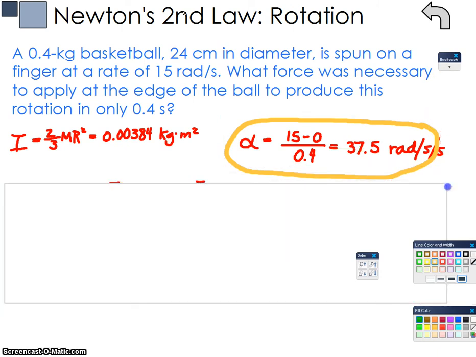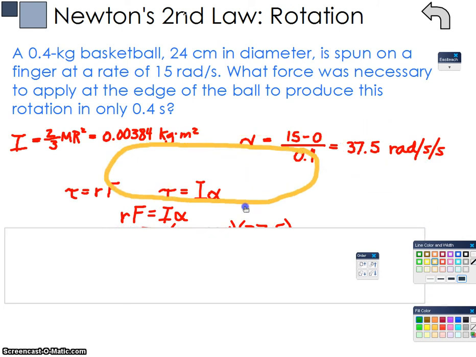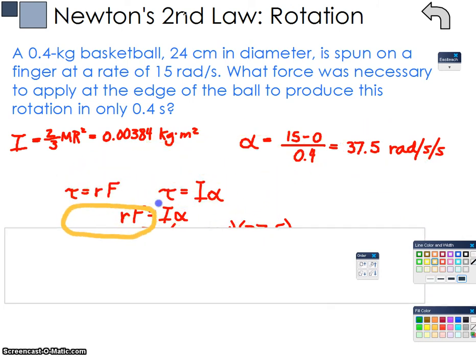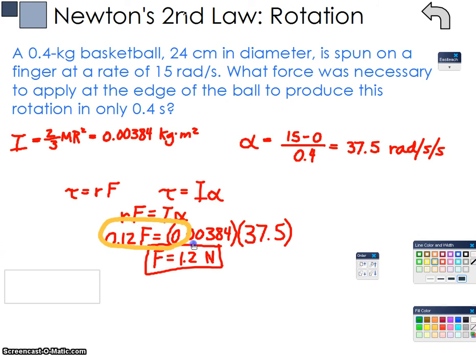And now I can plug into Newton's second law for rotation. Notice I put these two expressions equal to each other here. Makes sense. You can pause this at any time and think about it. And you end up solving here, the left side is a torque, but you solve for the force and you get 1.2 newtons. Noting that we've converted the radius into meters, not centimeters here.